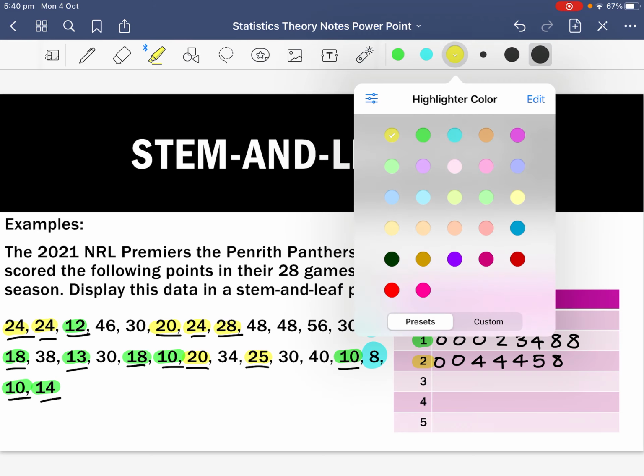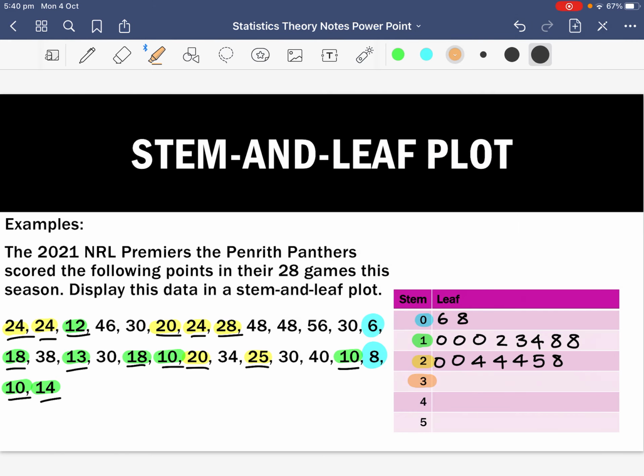Then we are going to look at our scores that have a stem of 3. For stem of 3 we have 30, 30, 38, 30, 34, 30. Awesome. So then we're going to write them in order. Our lowest is 30, which goes 4 times. And then we have 34, and then we have 38.